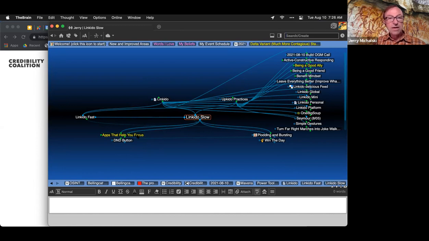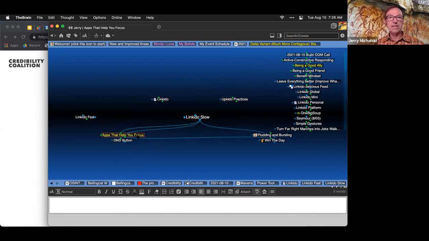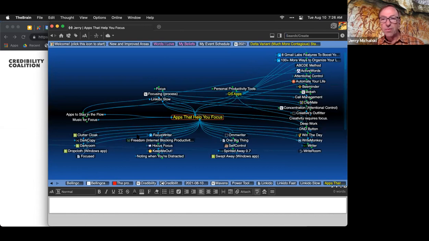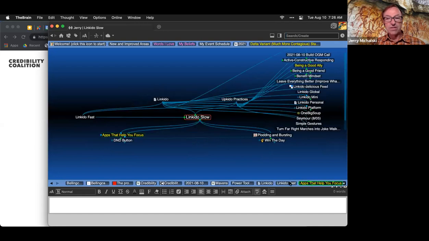Slow is there's a whole bunch of focus apps that basically take away distractions, like OmWriter, Self-Control, Focuswriter, Darkroom, Clutter Cloak, Dark Copy, Write Monkey. These are probably mostly gone. But these were the apps that let you focus only on your writing, and they mask everything, or they even make your system not show you the browser for X amount of time or whatever. And that was a way of slowing things down and making it so that you can actually focus.